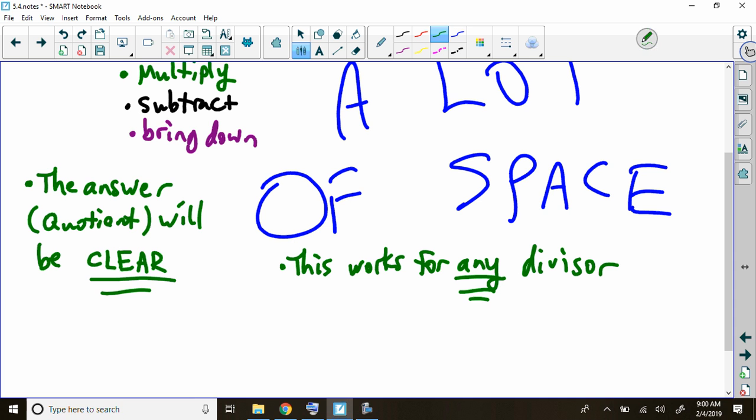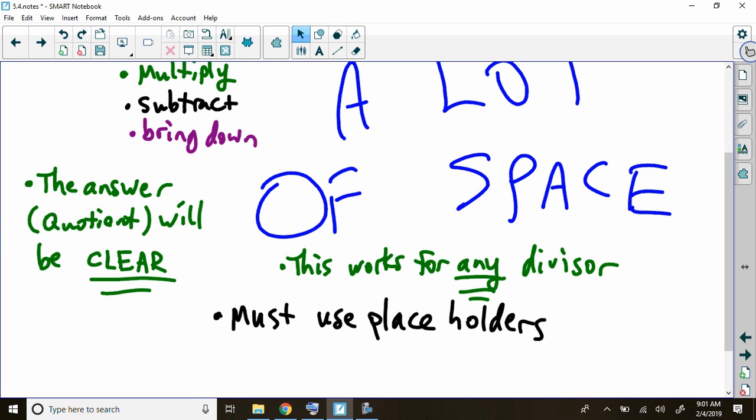The last thing I want to say is that with long polynomial division, keeping in mind I'm comparing it to synthetic polynomial division, escaped my mind. I just forgot. I had something in mind, and I totally forgot. Oh, it came back to me. You must use placeholders. That's going to be true of synthetic division as well.